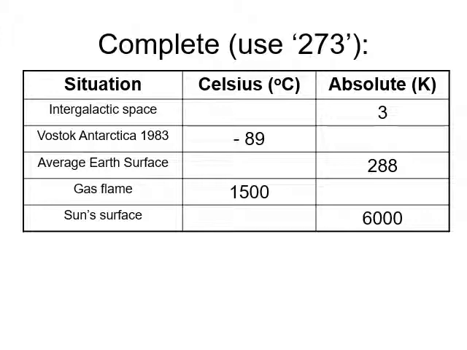Intergalactic space has a temperature of 3 Kelvin, which is equal to minus 270 degrees Celsius, quite cold. Vostok in Antarctica in 1983 got pretty cold. It was minus 89 degrees Celsius, which was 184 Kelvin. The average Earth's surface is 288 Kelvin, which is equal to 15 degrees Celsius. A gas flame has a temperature of about 1500 degrees Celsius, which is 1773 Kelvin. And the surface of the sun is about 6000 Kelvin, which is 5727 degrees Celsius.